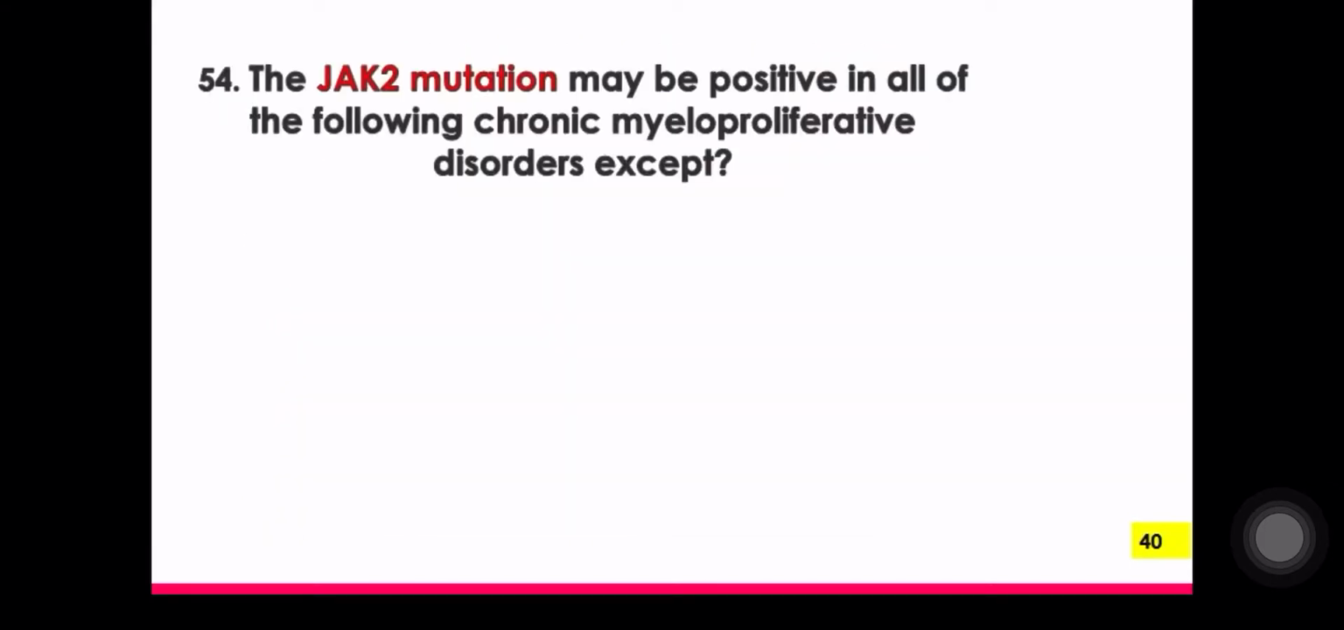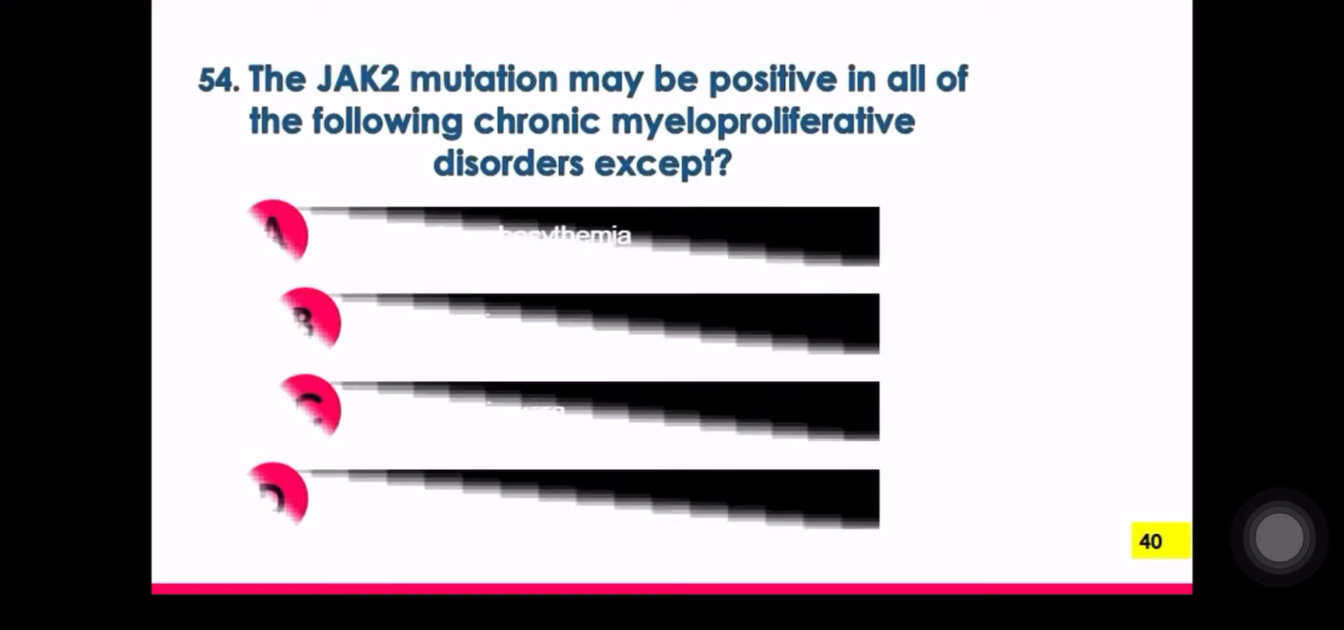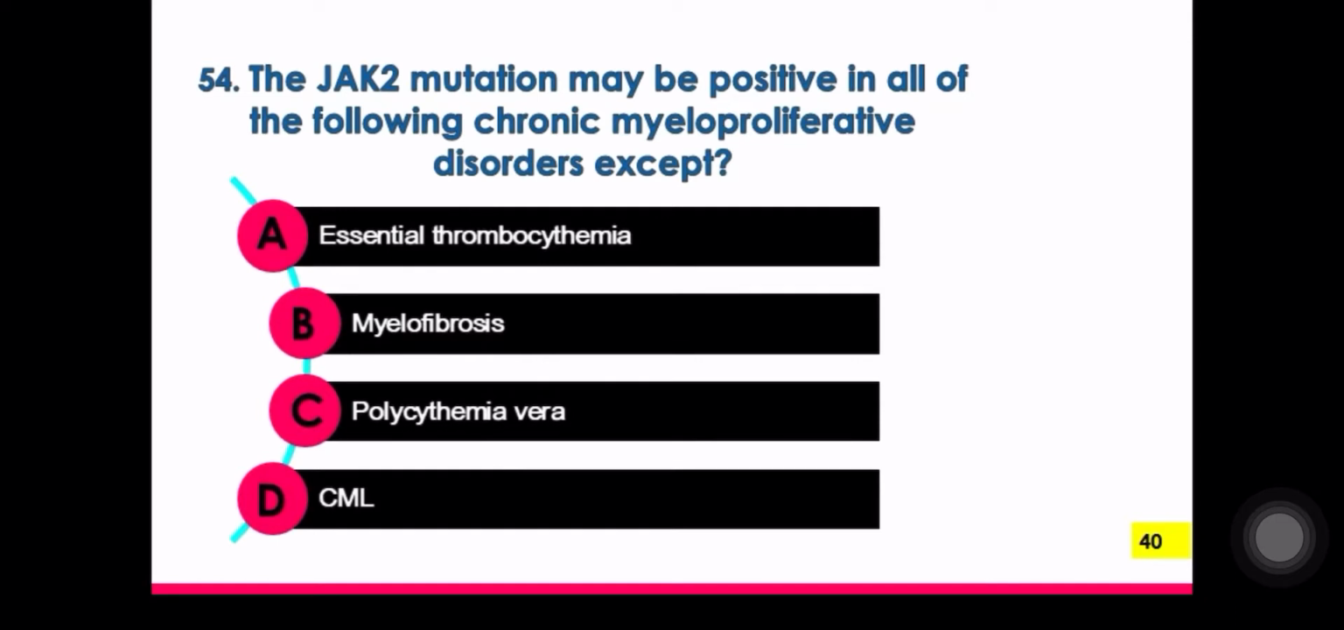Next, for number 54, the JAK2 mutation may be positive in all of the following chronic myeloproliferative disorders except. Is it letter A, essential thrombocythemia, letter B, myelofibrosis, letter C, polycythemia vera, or letter D, CML? Again, pa-highlight naman po ng JAK2 mutation po. We have letter D, CML. Again, ang tanong po ay except. Again, except letter D, CML.